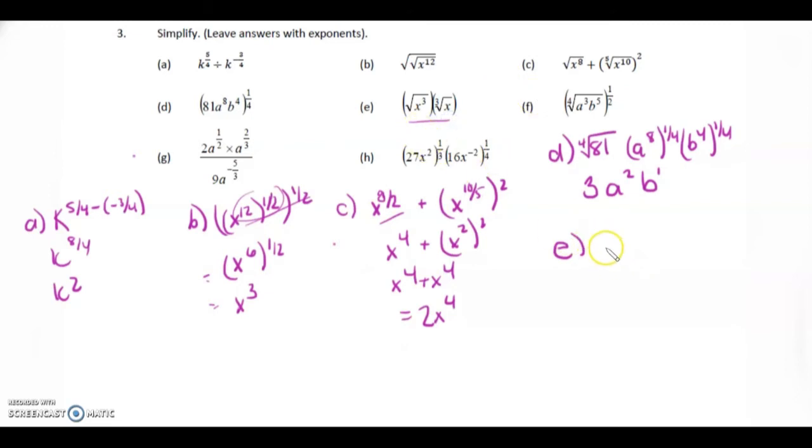Okay, so we have here x to the 3 over 2 times x to the 1 over 3. So when we do this, we add these exponents. Okay, but we need a common denominator here, so the common denominator will be 6. So we have 9 over 6, and then 2 over 6. Yep, just checking. 9, 10, 11, 12. We have 12 over 6, which simplifies to x squared.